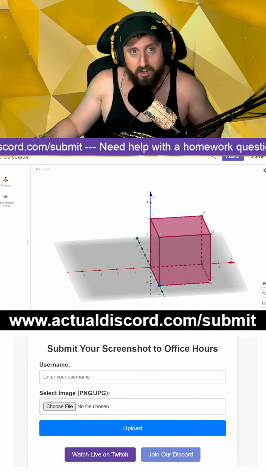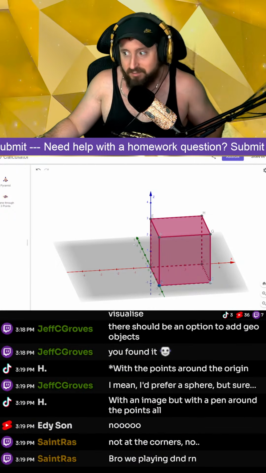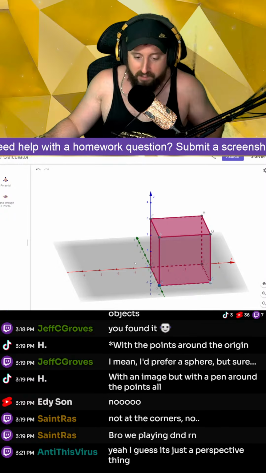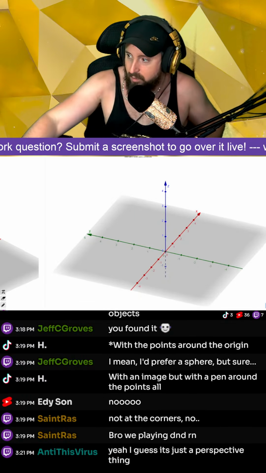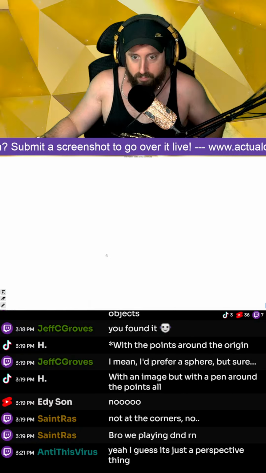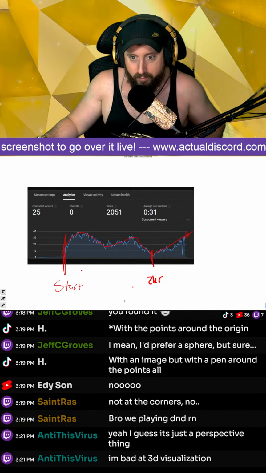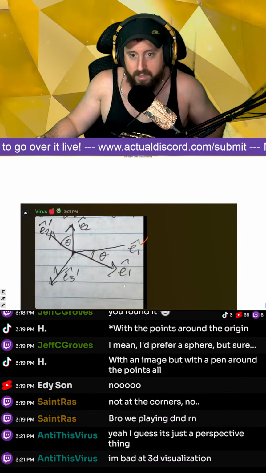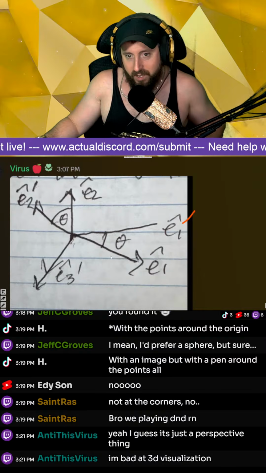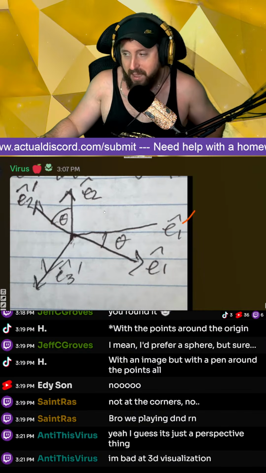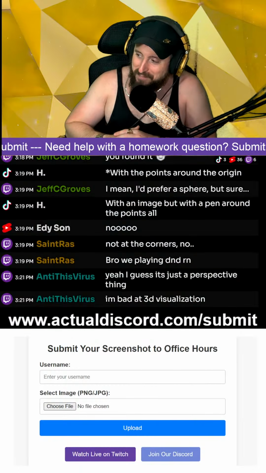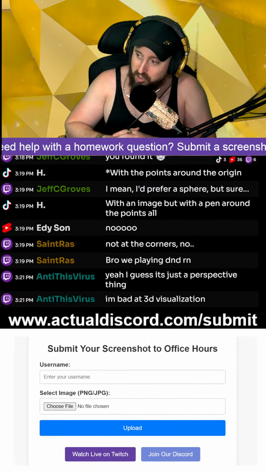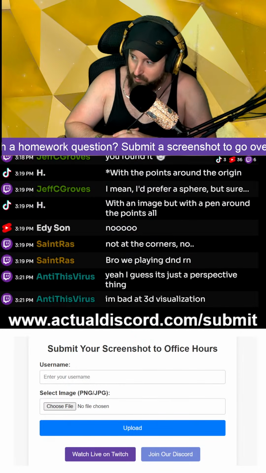We are playing Dungeons and Dragons, yeah. It's a perspective thing, exactly. Yeah, no, the way your teacher was drawing it, with where was it? Where's the picture? Not that. Sorry. Yeah, with this. Yeah, I totally get it. It's hard to understand it from that. I'm bad at 3D. No, don't worry, dude. Don't worry if you're bad at 3D visualization. Humans are not generally very good at doing 3D visualization stuff.